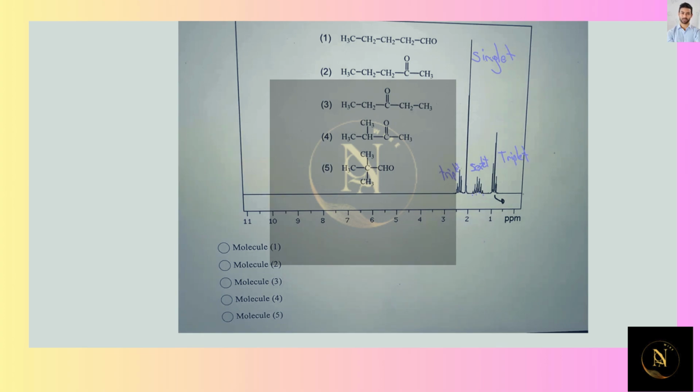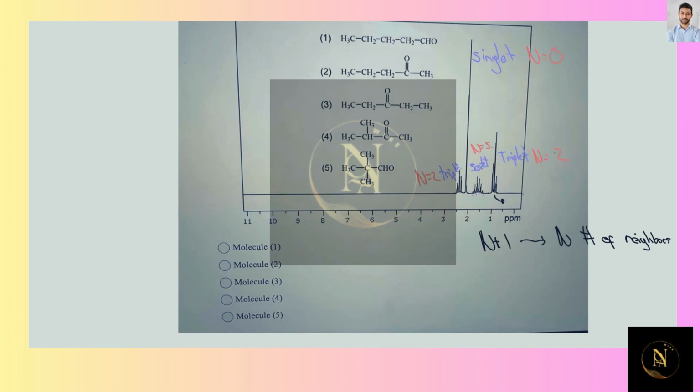So this is going to tell us information about the number of neighbors that each of the protons is going to have. Remember that we're going to follow the n plus 1 rule, where n is going to be the number of neighbors. So for a singlet, the number of neighbors would be equal to 0. For the triplets, the number of neighbors would be equal to 2. And for the sextet, the number of neighbors would be equal to 5. So with this information, we can already discard a lot of the molecules.